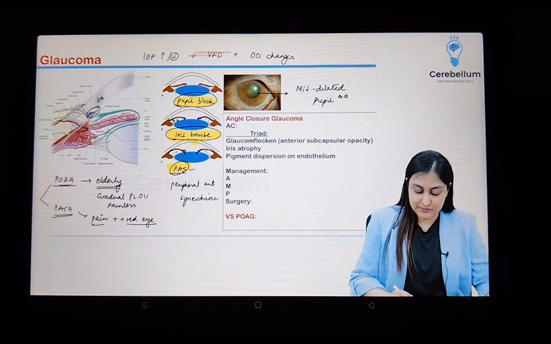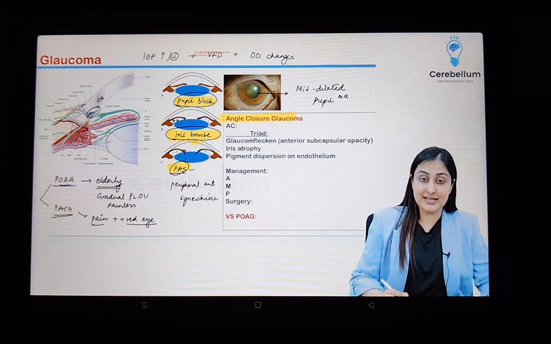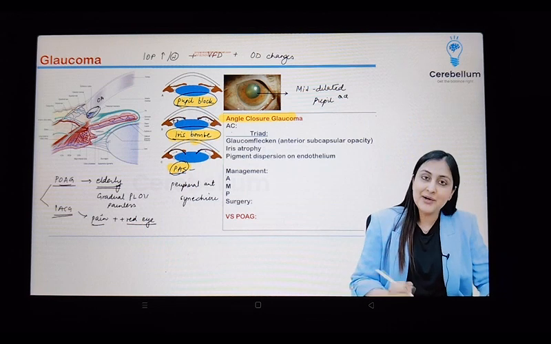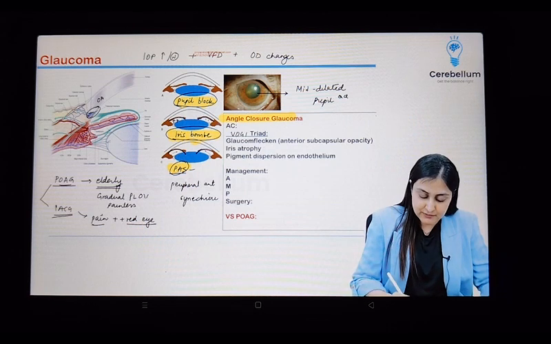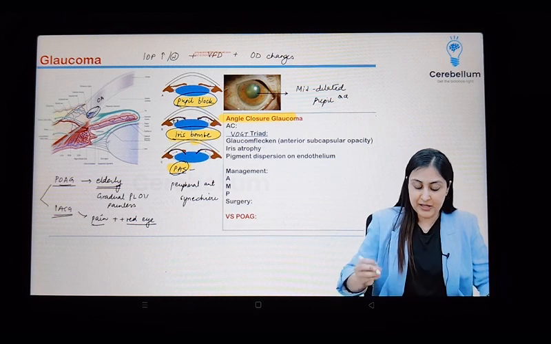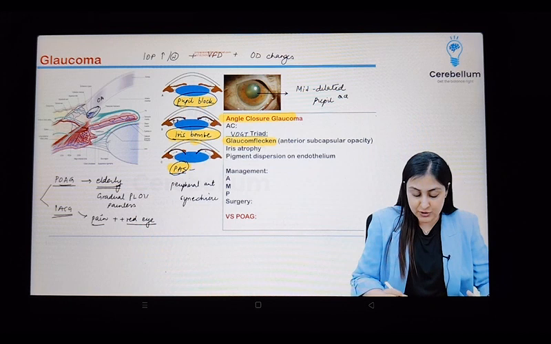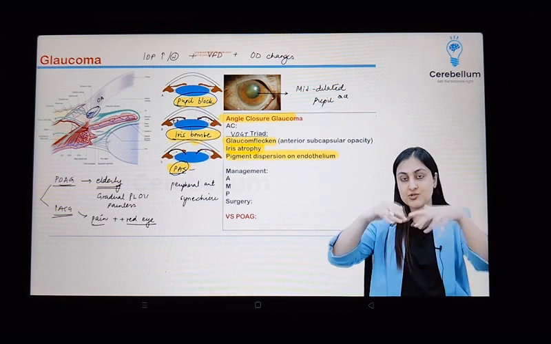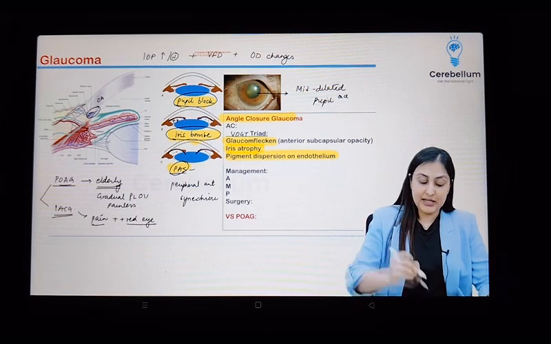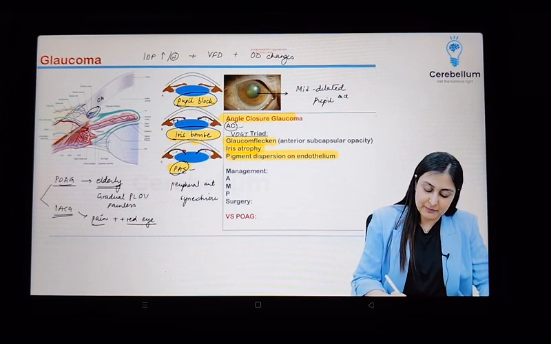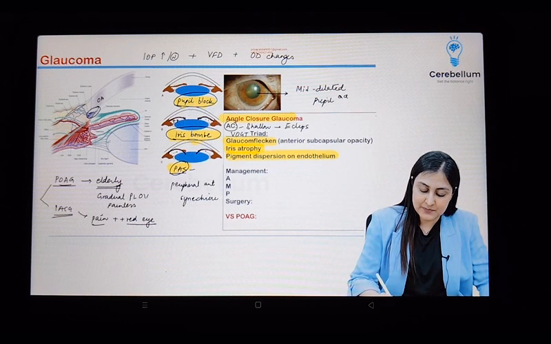Now in angle closure, you want to remember that there is a triad here. When in doubt, what do you say? You say Vogt. So this is the Vogt triad of angle closure glaucoma, which includes three things. There is glaukomflecken, meaning there is an anterior subcapsular opacity. There is iris atrophy, and there is pigment dispersion of the iris onto the corneal endothelium. If we talk about the anterior chamber, remember that it is going to be very shallow, and that is known as the eclipse sign.